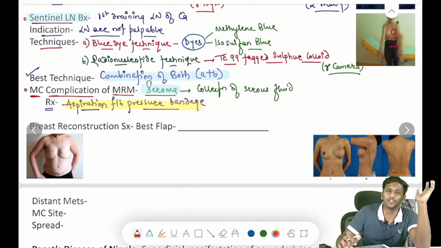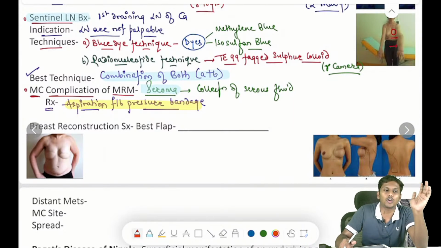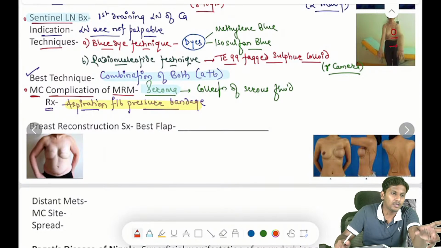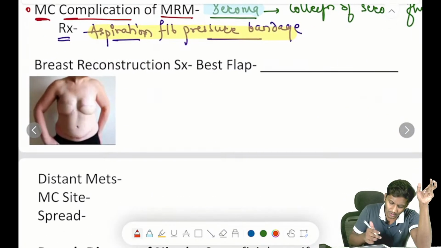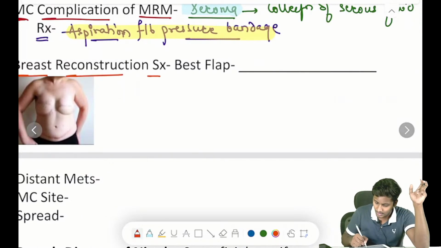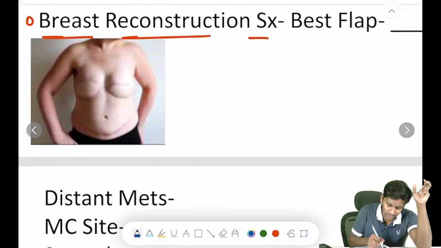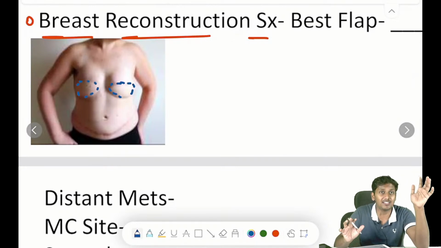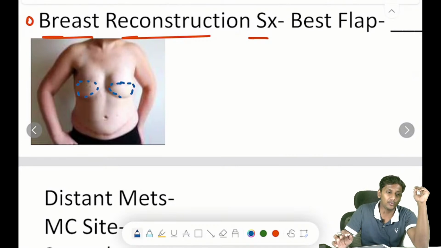The question has come on the flaps. Which is the best flap? Which is the most commonly used flap? That question comes. So you have to remember, if I talk about breast reconstruction surgery, the best flap which is used, can you see over here? This type of incision, such images have come in exams before. They have asked which type of flap is used in this patient for breast reconstruction.